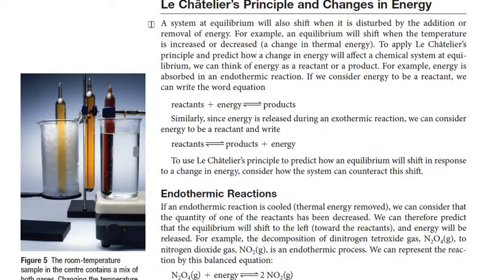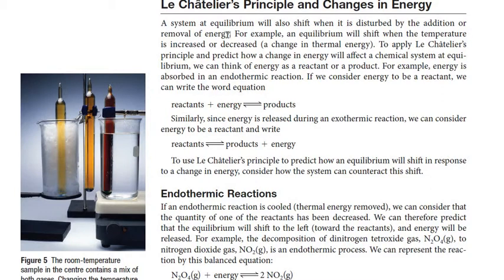To apply Le Chatelier's principle and predict how a change in energy will affect the chemical system at equilibrium, we can think of energy as a reactant or a product. So we usually use Q or E to represent energy on the reactant side or product side. It is common to show it as part of the reaction. For example, energy is absorbed in an endothermic reaction. If we consider energy to be a reactant, we can write the word equation like that: reactant plus energy gives products.